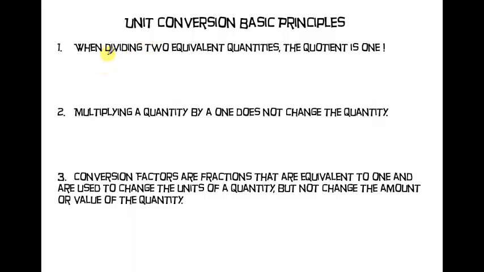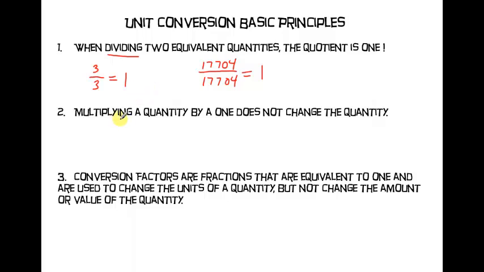The first one is when we're dividing two equivalent quantities, the quotient is always 1. So for example, if I'm taking 3 and dividing by 3, 3 divided by itself is 1. And any value divided by itself, so 17,704, if we divide it by itself, don't even need to get a calculator out, that is equal to 1. That's the first basic principle.